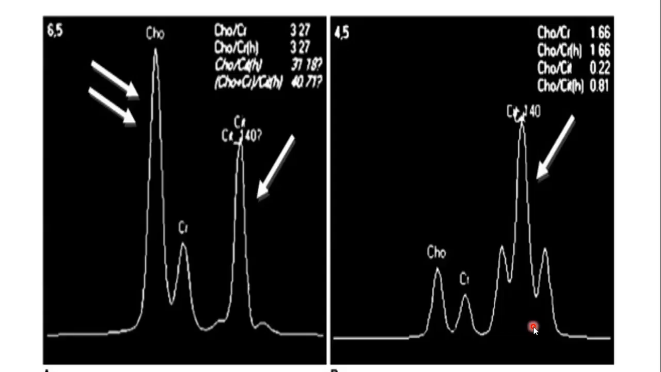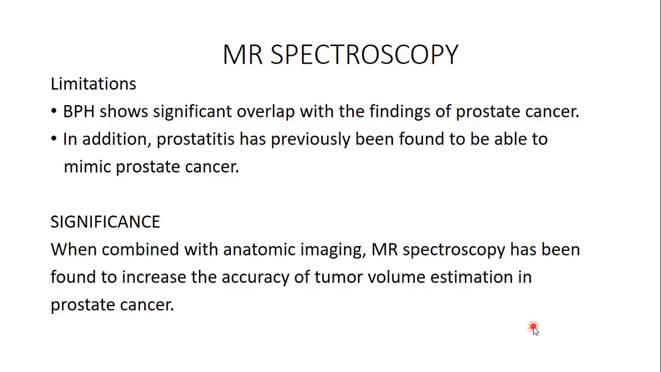This is the image of the normal prostate gland. Here we can see the citrate peak with 2 side peaks. This is the prostatic CA. Here we can see the choline peak. However, MR spectroscopy has the limitation that the findings overlap with BPH and prostatitis. MR spectroscopy, when combined with anatomical imaging, is found to increase the accuracy of tumor volume estimation in prostate CA.